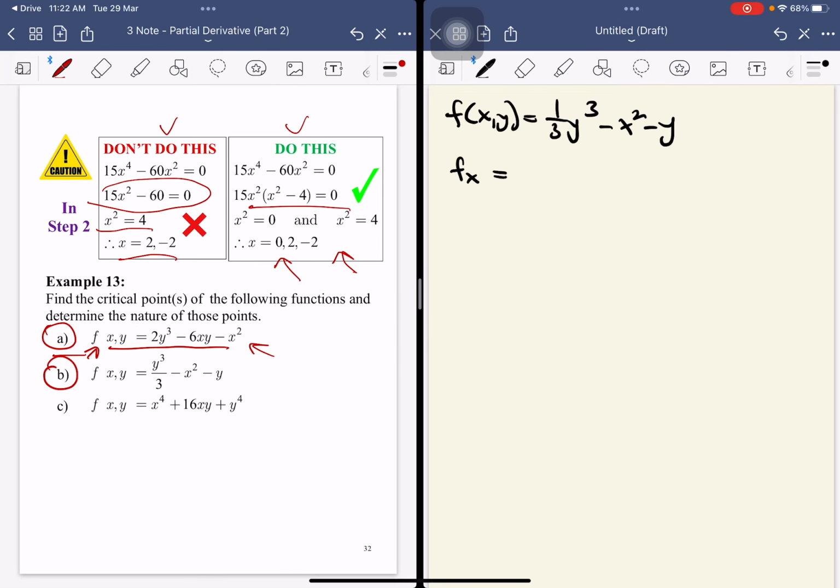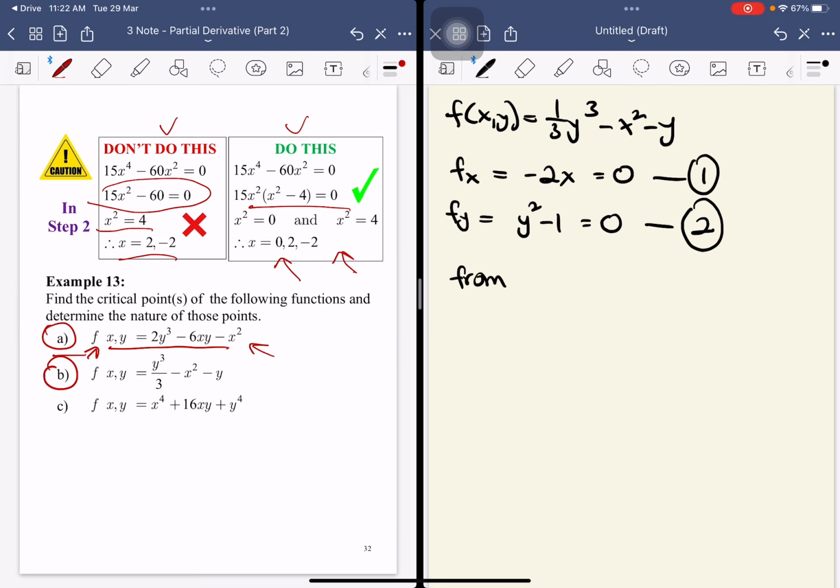The partial derivative with respect to x, you're going to get negative 2x equal to 0. This will be the first equation. The second one, the partial derivative with respect to y, you're going to get y squared minus 1 equal to 0. This will be the second equation. From equation 1, you will definitely get negative 2x equal to 0, so x is equal to 0.